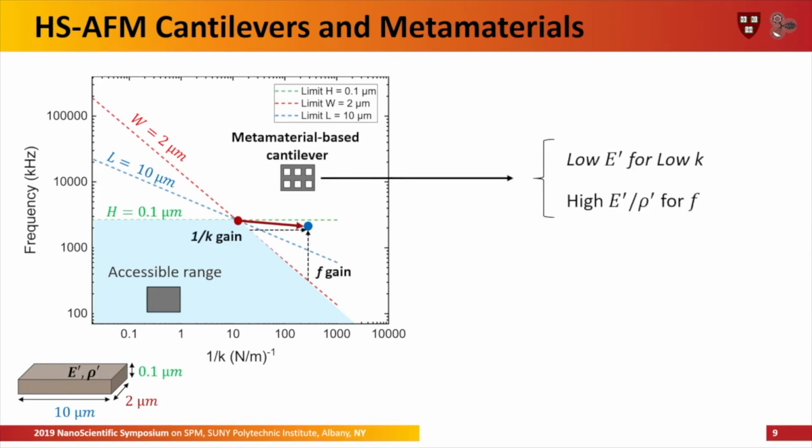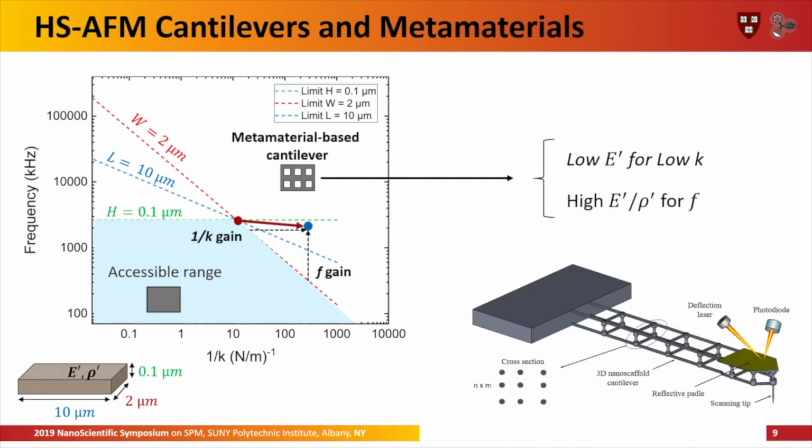So we can gain technically both in spring constant and frequencies. The idea behind that is we have come up with this design so that we're aiming for a lower Young modulus for a lower spring constant, but a higher ratio between Young modulus and density for higher frequencies.